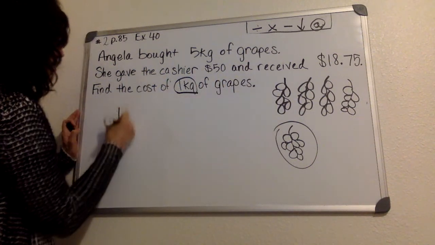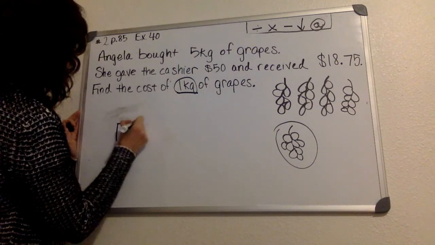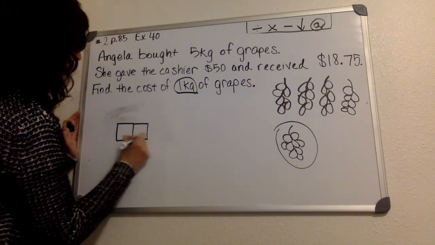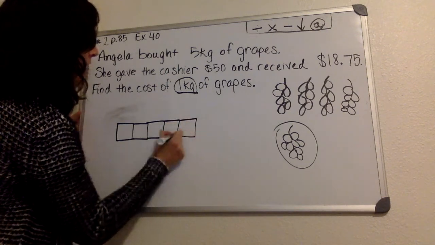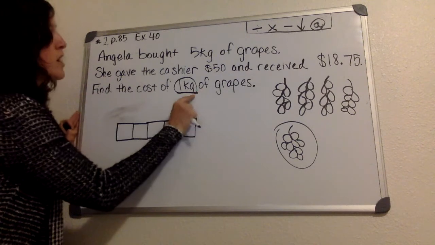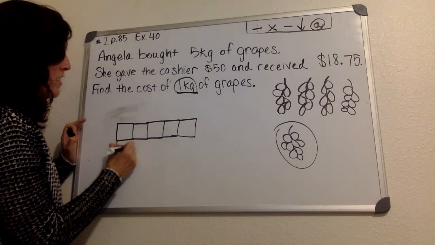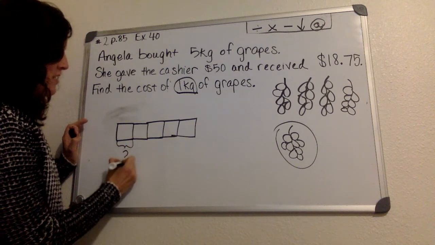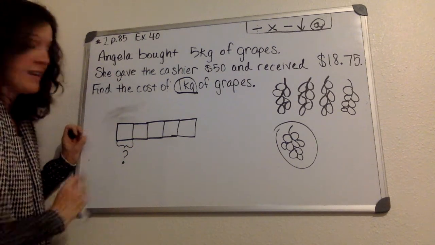Okay, so I'm going to turn this little guy into a bar model. Make him a little bit lower here. 1, 2 kilograms, 3, 4 kilograms, 5 kilograms of grapes. I want to find the cost of 1 kilogram of grapes. Well, that's just going to be 1 of my units right here. That's my question mark. That's what I want to find out.